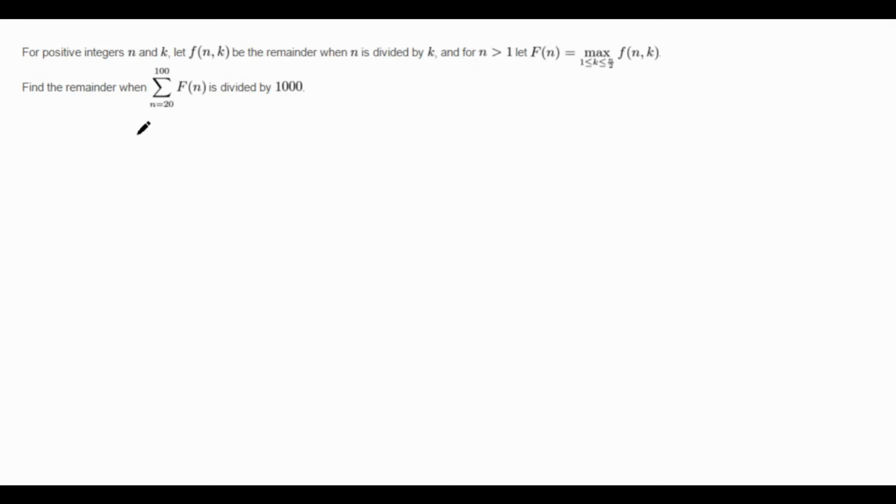Hi guys, it's Daniel here, and today we're going to do AIME 2 from 2013, and this is problem number 14, so it's not a very easy one. So first let's look at the problem.